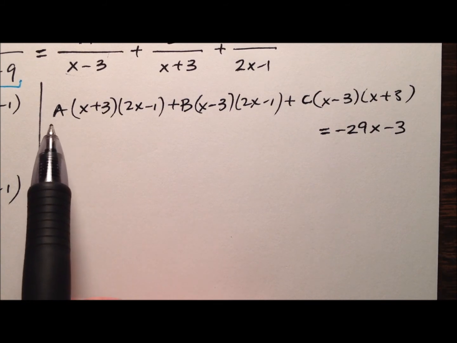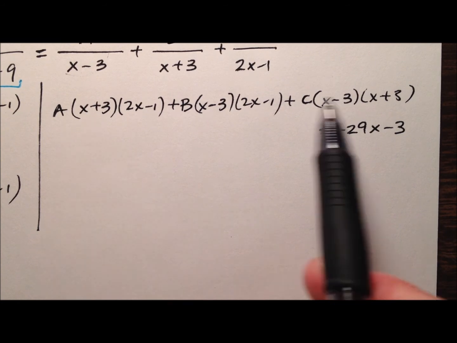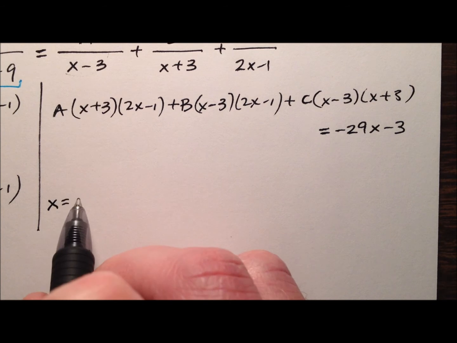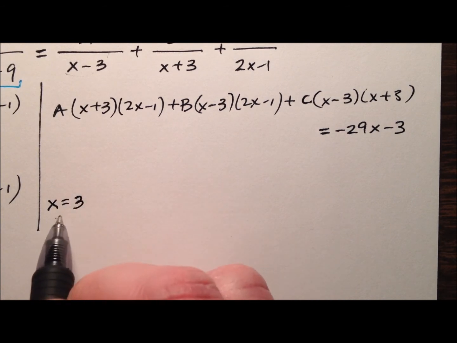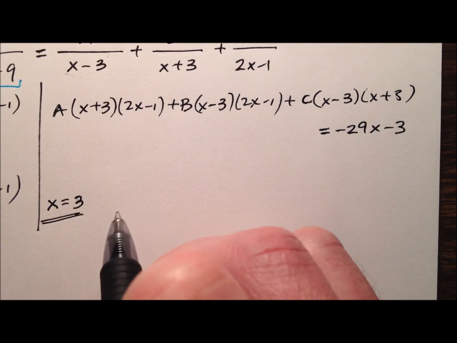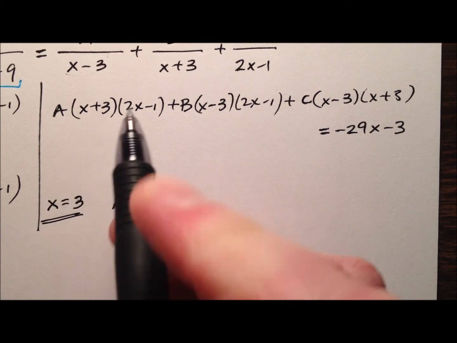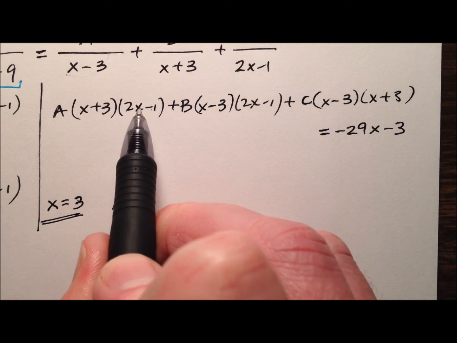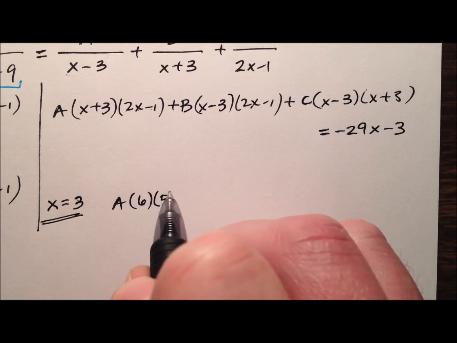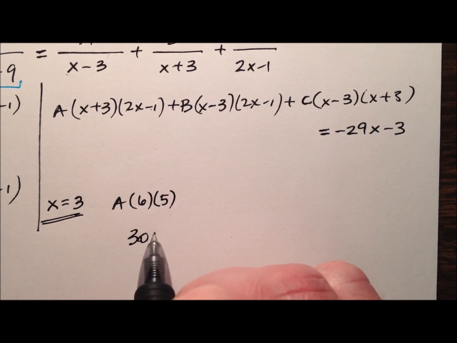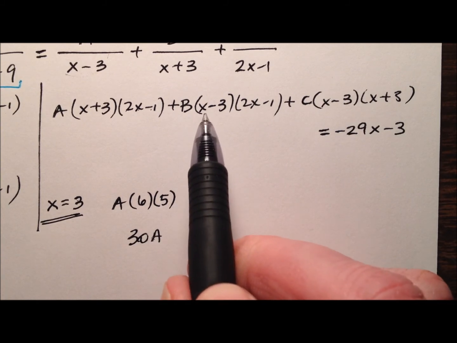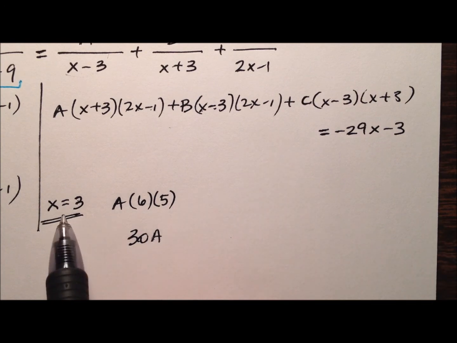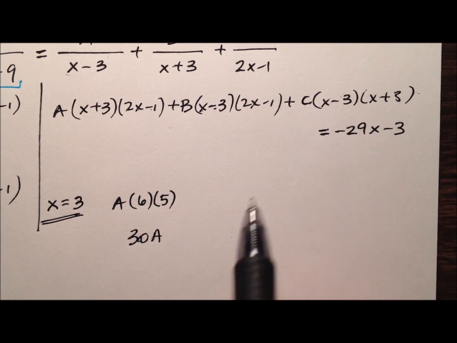So in order to get rid of these one at a time, let's use the different values of x. So if x equaled, we'll start with this one. If x equaled positive 3, then I would end up with a times 3 plus 3 is 6, and then 2x minus 1. So 2 times 3 is 6, minus 1 is 5. Okay, so 30a. And the next one would end up being 3 minus 3 is 0. Okay, so that would go away. And the next one would be 3, so that one would go away.